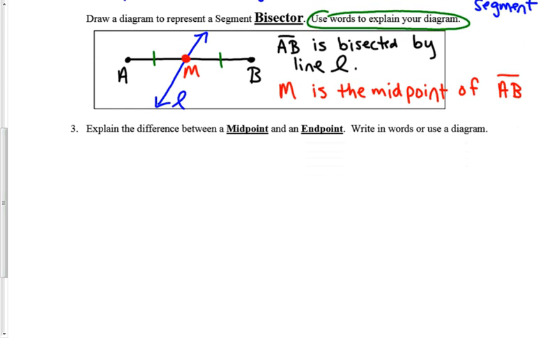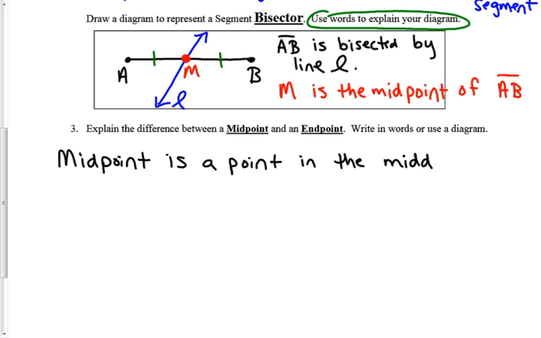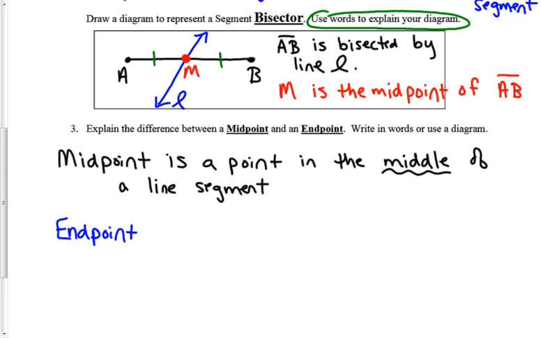Lastly, on this page, we're going to talk about the difference between a midpoint and an endpoint. So of course, we're talking about segments. So we know what a midpoint is, and a midpoint is in the middle of a segment. And the key to the midpoint is where it is on the segment, which is in the middle. Let's talk about an endpoint. An endpoint is not in the middle. An endpoint is either the end or the beginning of a segment.